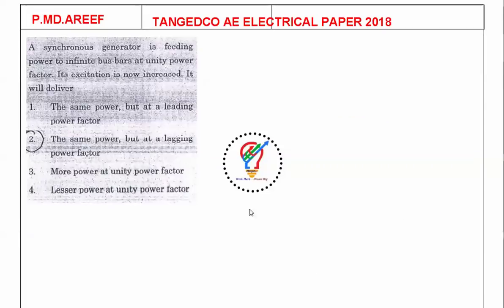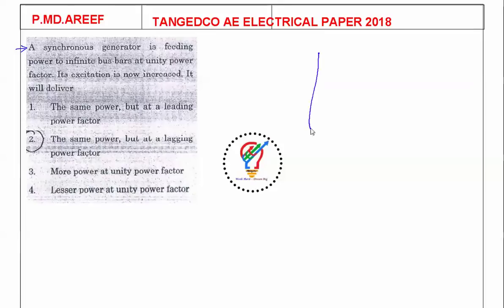Next question. This question we already discussed in this lecture. Again we are going to repeat it from the V and inverted V curves. A synchronous generator is feeding power to an infinite bus bar at unity power factor. If the excitation is now increased, it will deliver.